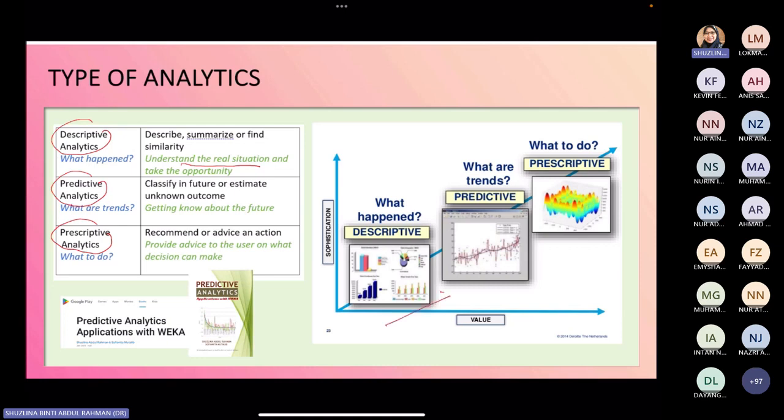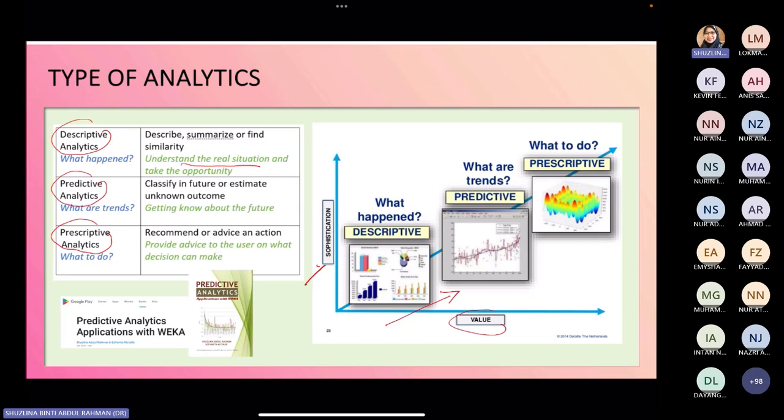The next one, we look at this. The axis shows the value and the sophistication or complexity. As we go to the right, the value is higher and higher. So the predictive tries to discover trends and get to know about the future, either by performing classification tasks or estimations, so that we can predict future behavior or certain problems.